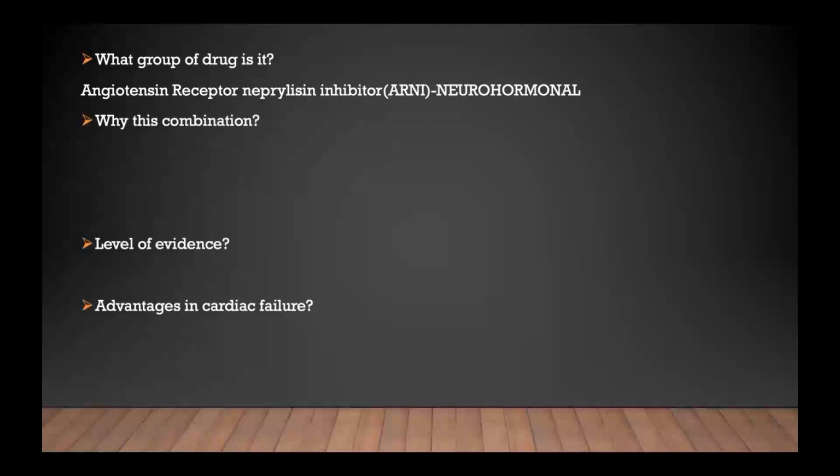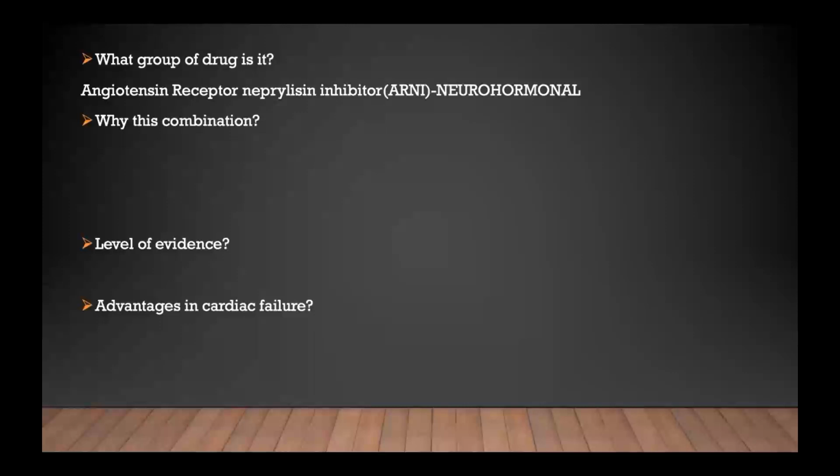The neprilysin inhibitor mainly acts by preventing the breakdown of the natriuretic peptides. So this is combined with the angiotensin blocker mainly to counteract the effect of the neprilysin. It also activates the angiotensin too. So ARB is also used with it. Yeah. So this is a combination of sacubitril and valsartan.